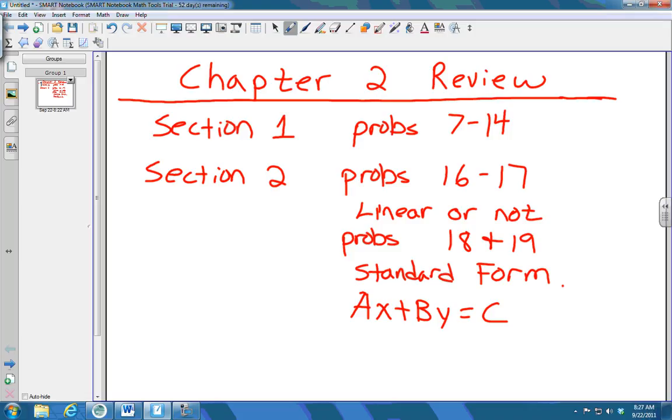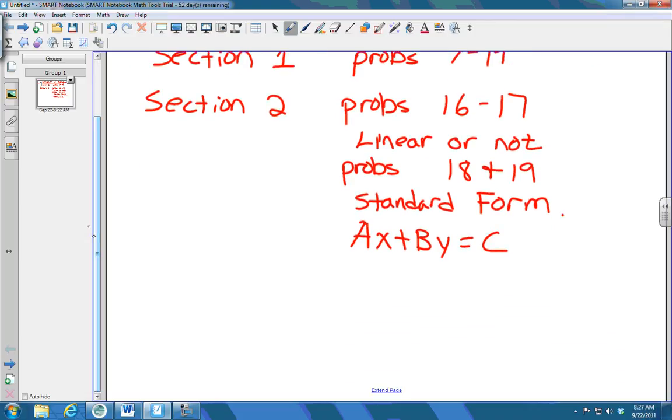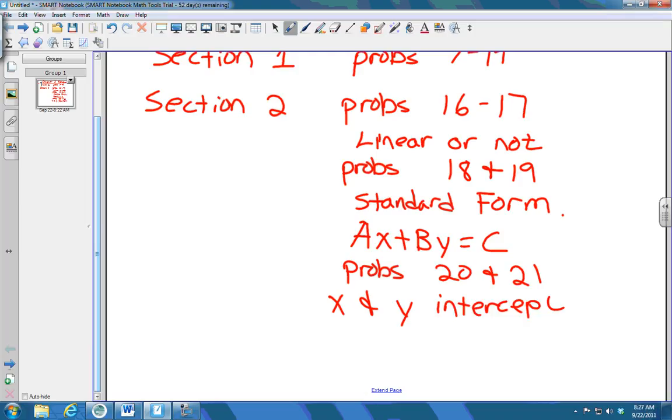So remember that. And then 20 and 21, you're finding x and y intercepts. And remember, to find the x-intercept, you make y 0 and solve. To find the y-intercept, you make x 0 and solve. And that should be in your notes as well.